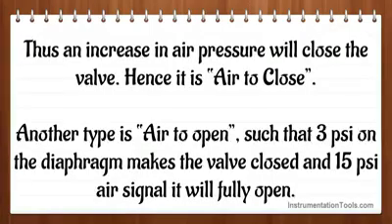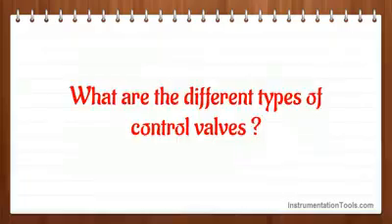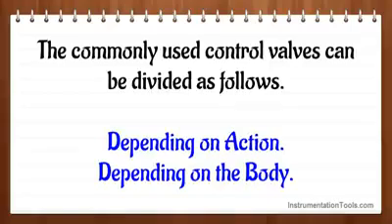Another type is air to open, such that 3 psi on the diaphragm makes the valve closed and 15 psi air signal will fully open it. What are the different types of control valves? The commonly used control valves can be divided as follows. Depending on action. Depending on the body.